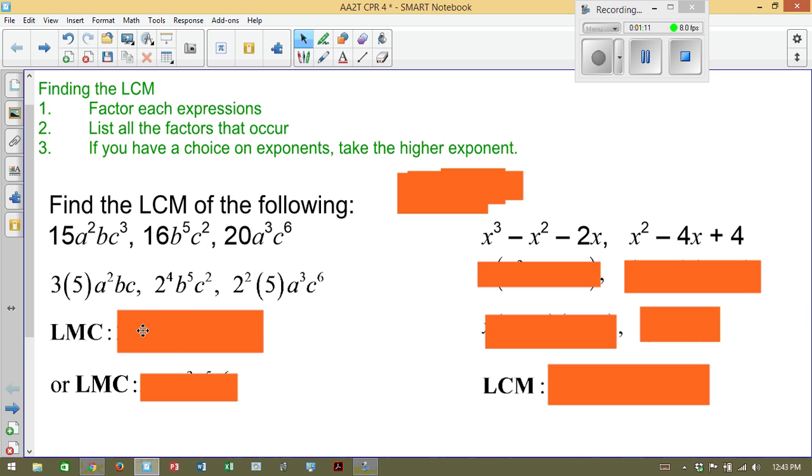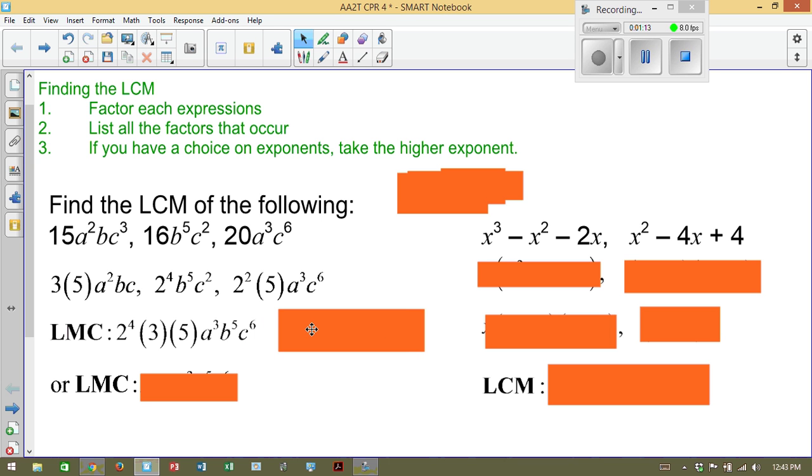If you have a choice in exponents, you always take the higher exponent. Here, we could either have a 2 squared or 2 to the 4th. You take the higher one. 3 shows up once, so we just take whatever exponent it has. 5 to the 1st or 5 to the 1st, so we just take 5 to the 1st. When you look at the a's, you have an a squared or an a cubed, take the higher exponent. When you look at the b's, b to the 1st, b to the 5th, take the higher exponent. Same idea with the c's.